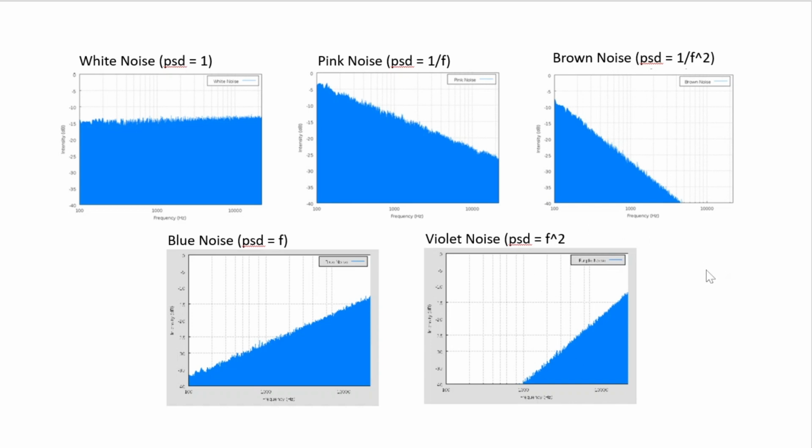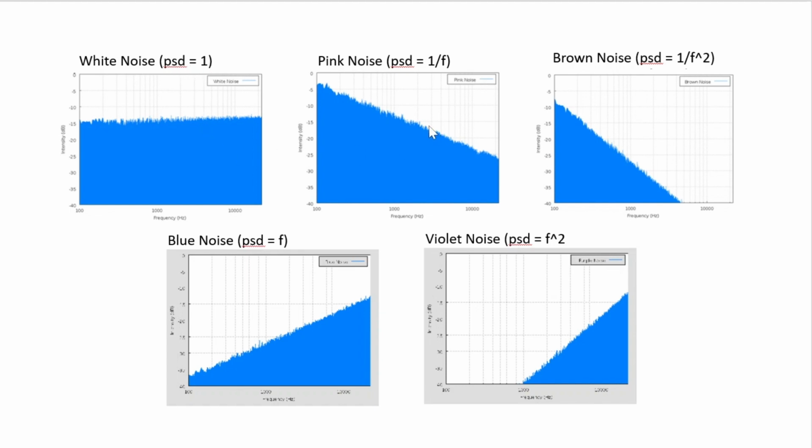Now we'll summarize what we have learned so far, starting from the white noise. As we have seen, white noise has equal distribution of power across its spectrum. It has no preference for any particular specific frequency. So it has a constant power spectral density, and that's happening because beta is 0.